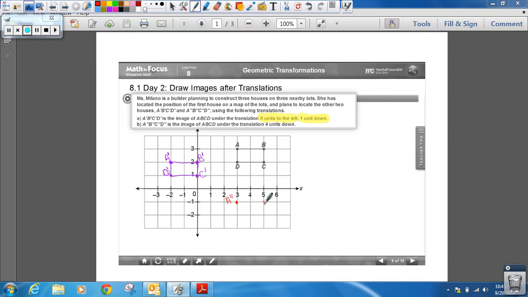B double primed is just 2 units then to the right. C double primed is 1 unit down from that. And D double primed is 1 unit down from A double prime. And then you can connect them. So you can always start and count from the original to find the image, or find one of the image points and move them around from there.